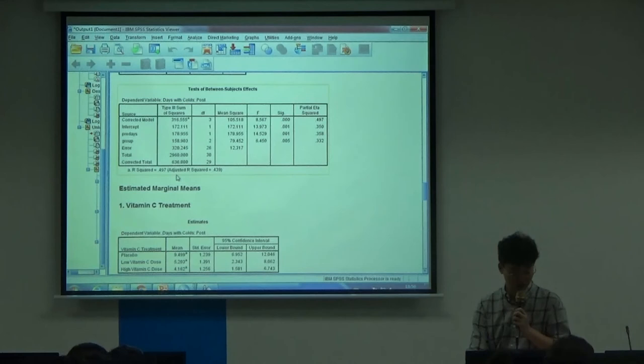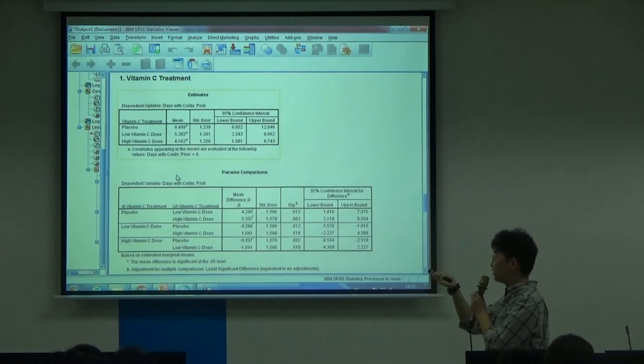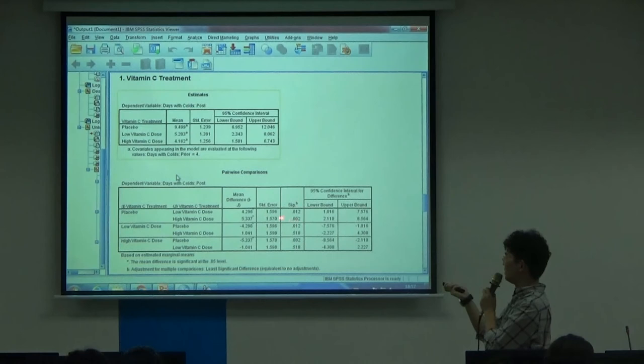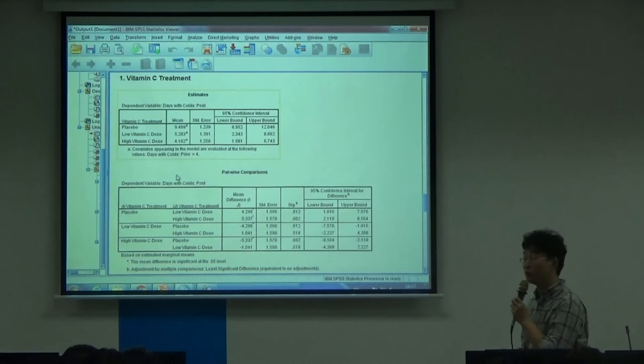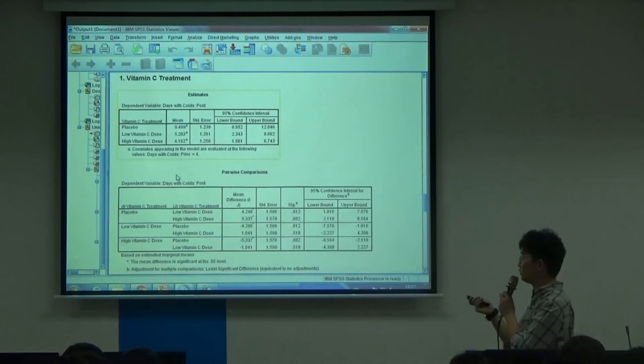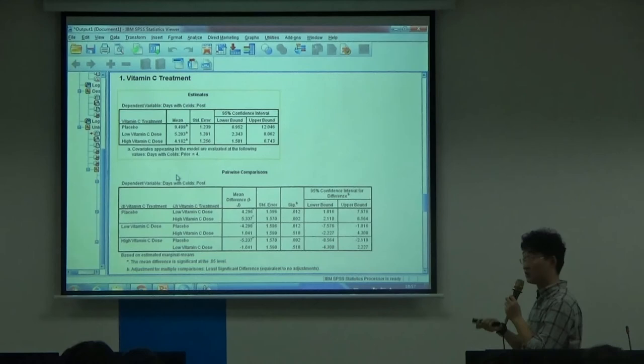And then we usually do pairwise comparisons. These are the pairwise comparisons when the covariate is at one standard deviation below the mean. Let's see the values here. The p-value for placebo versus low dose vitamin C is 0.01, and for high dose vitamin C versus placebo, 0.002. Remember, you also need to control for the type 1 error. If you use the Bonferroni procedure, these p-values need to be compared to 0.05 divided by 3, which is 0.0167.